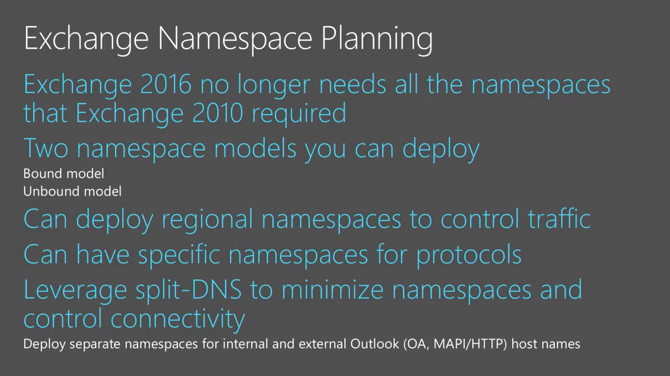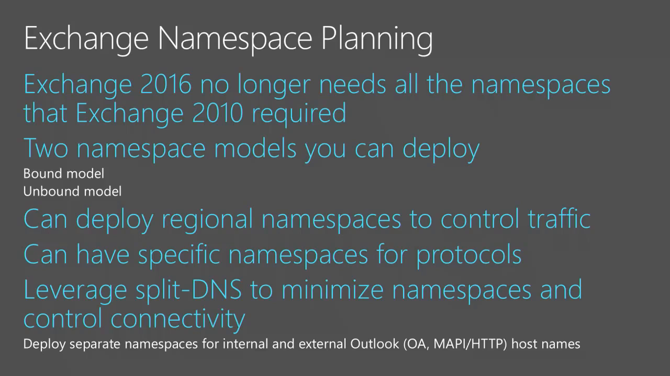You can do things like use regional namespaces if you want to control traffic. I'll show you some examples of that in our preferred architecture. And you can also do things like have specific namespaces for protocols if you want per protocol availability, and I'll show you what that means as well.